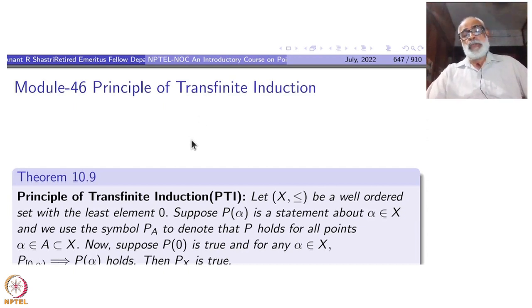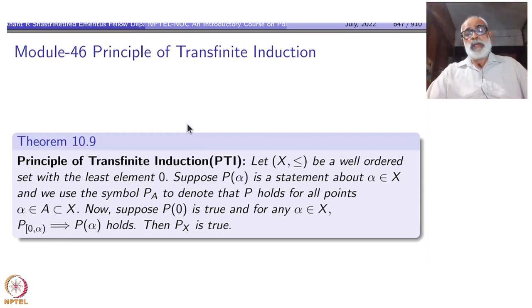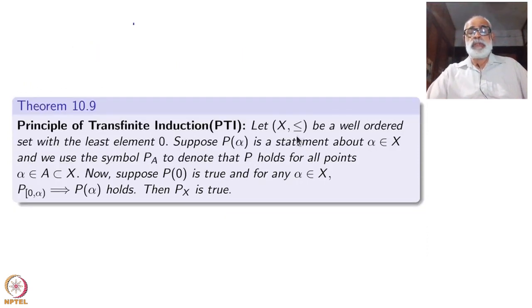Okay. So the principle of transfinite induction says the following. Start with a well-ordered set X with a least element. We will denote it as 0. This is for convenience. Suppose P alpha is a statement about alpha inside X, and we use the symbol P_A to denote that P alpha holds for all points alpha inside A. A is a subset.